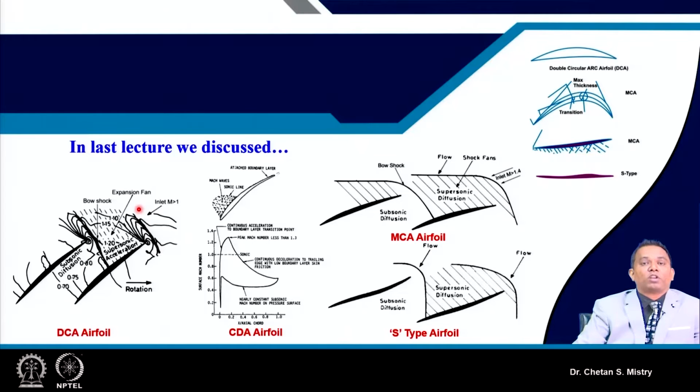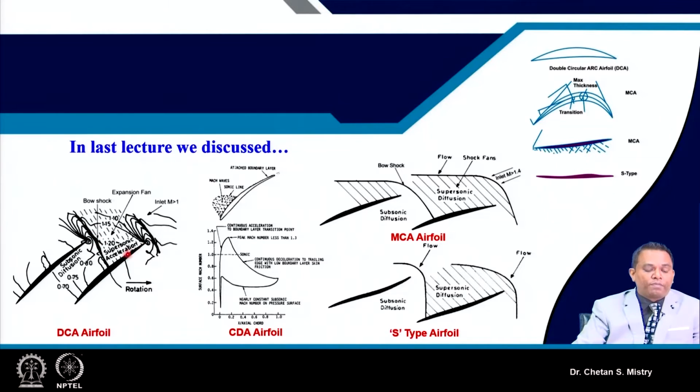Let it be multiple circular arc aerofoil or S-type aerofoil, we will have the leading edge and trailing edge slightly rounded. For the double circular arc aerofoil, because of the curvature of the suction surface, we will have two shocks. The first initially strikes the blade, and the second forms within the flow passage, which is a passage shock.